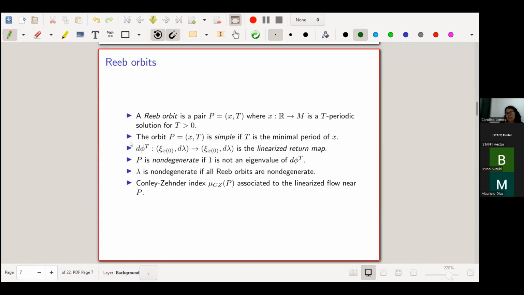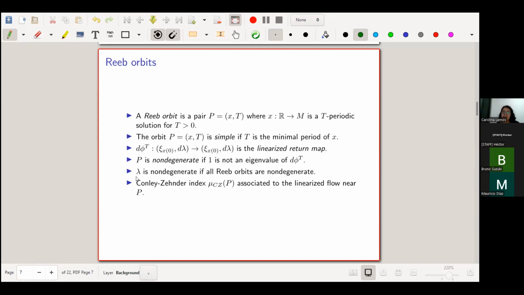So we'll be interested in the linearized flow. Actually, if you consider the derivative of the flow and restrict it to the contact structure, it will be a symplectic map. And when I consider it at time t, and t is the period of my orbit, I will call this map the linearized return map here.